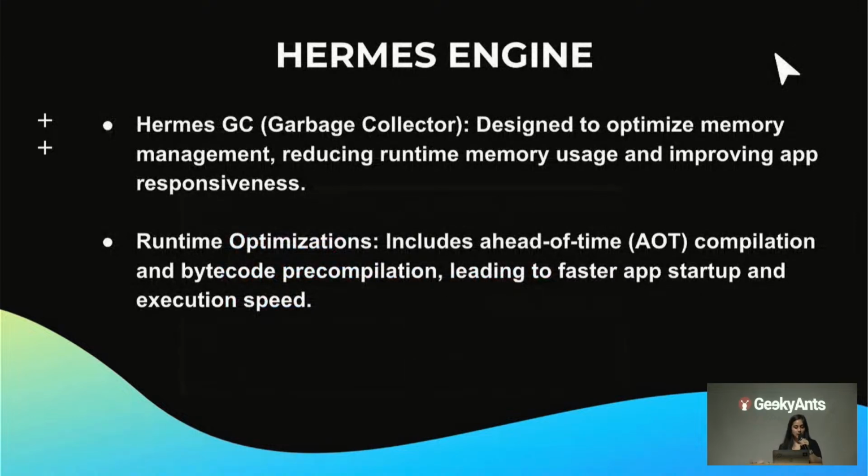Moving on, as we had discussed about the Hermes engine, in React Native 0.73 we do have this as a default one. So Hermes garbage collection is there, and I would highly advise to use that because it is designed to optimize memory management, reduce runtime memory usage, and improve the app responsiveness, right? So what does the Hermes garbage collector mean to a developer?